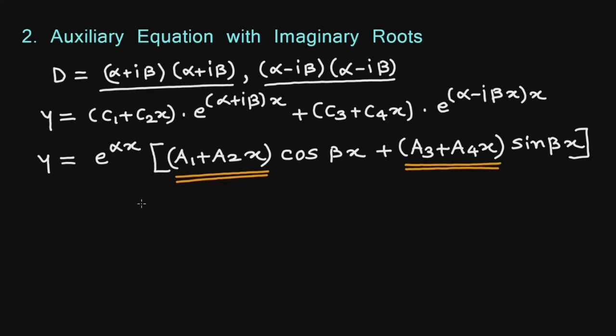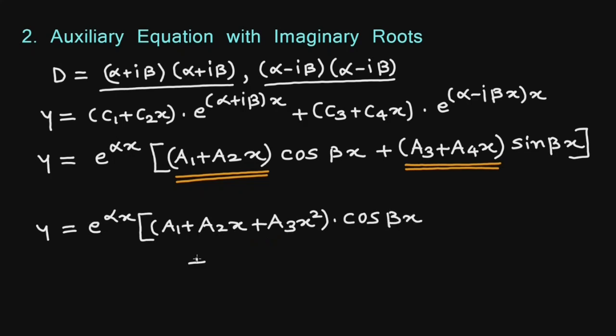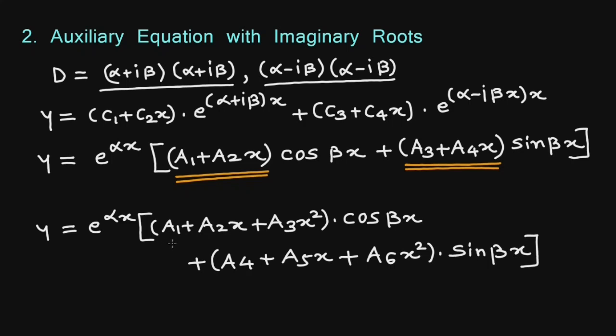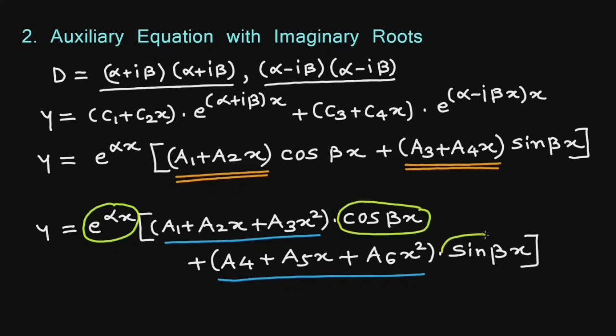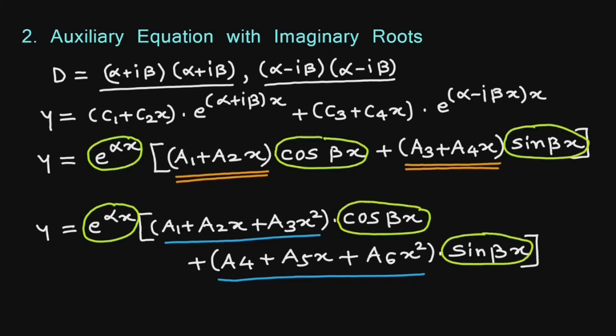When the imaginary roots repeat twice, what if they repeat thrice? It will be y equals e raised to alpha x into [(a1 plus a2x plus a3x square) cos beta x plus (a4 plus a5x plus a6x square) sin beta x]. So what we see here is a change in the arbitrary constants only, whereas e raised to alpha x, cos beta x and sin beta x remain the same.